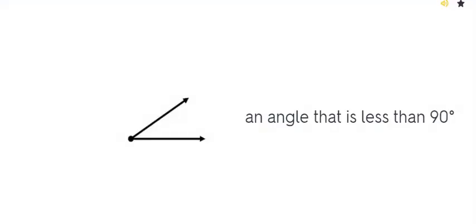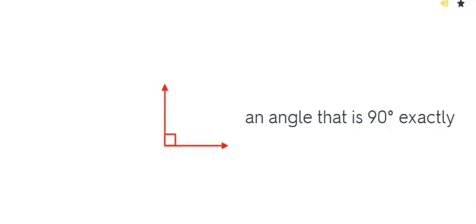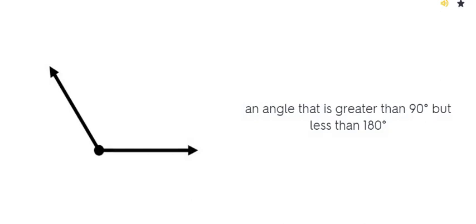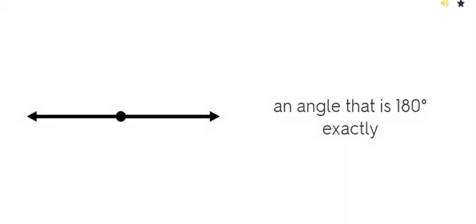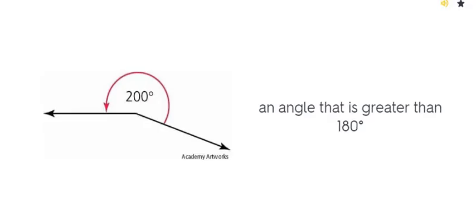Acute angle. An angle that is less than 90 degrees. Right angle. An angle that is 90 degrees exactly. Obtuse angle. An angle that is greater than 90 degrees but less than 180 degrees. Straight angle. An angle that is 180 degrees exactly. Reflex angle. An angle that is greater than 180 degrees.